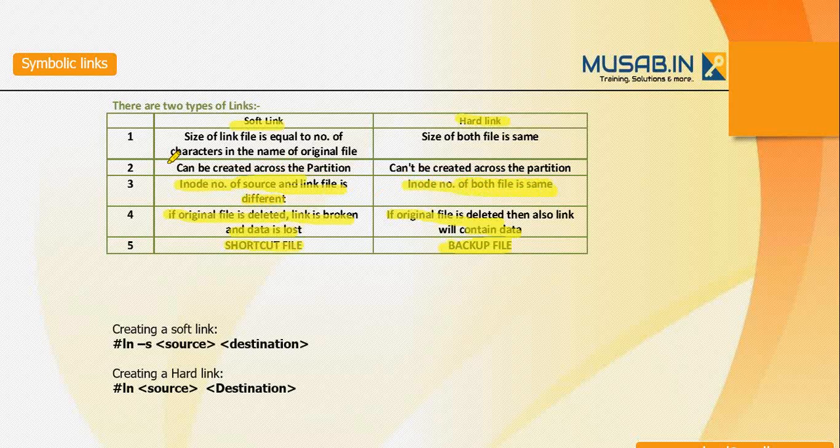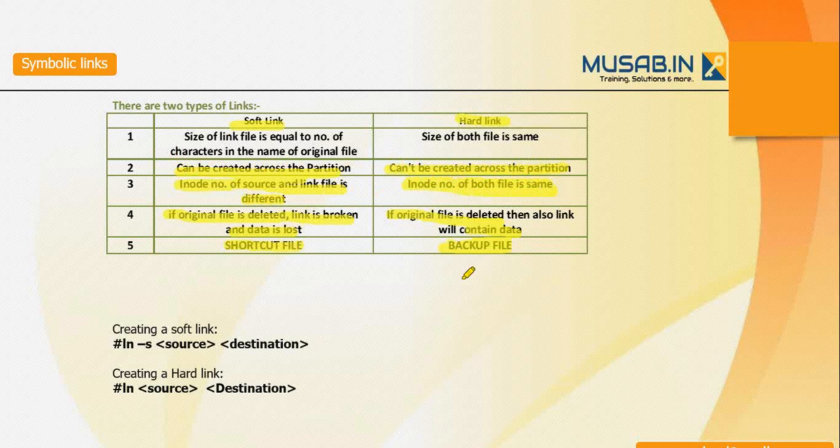One more requirement is that soft link can be created across the partitions. For example, if I talk about Windows, your original file can be in C drive and the link file can be in D drive. So you can create this across the partitions. Whereas when it comes to hard link, the source as well as destination should be kept inside the same partition. You cannot create the link across the partition because of the hardware limitation.